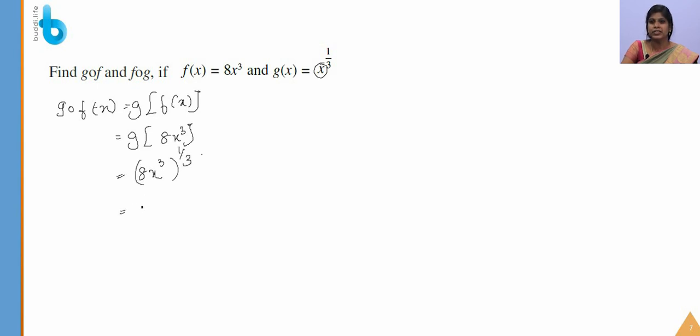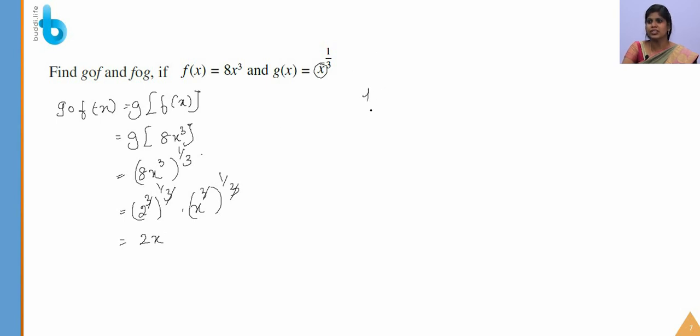So 8 can be written as 2 to the power 3, okay. So the whole thing to the power 1/3. This power we can split up and write (2x)^3 to the power 1/3, okay. So this 3 gets cancelled with this 3. So 2x is the answer. So g composite f of x is 2x.